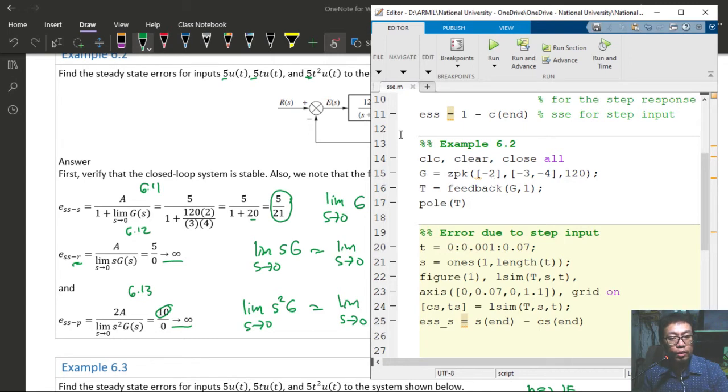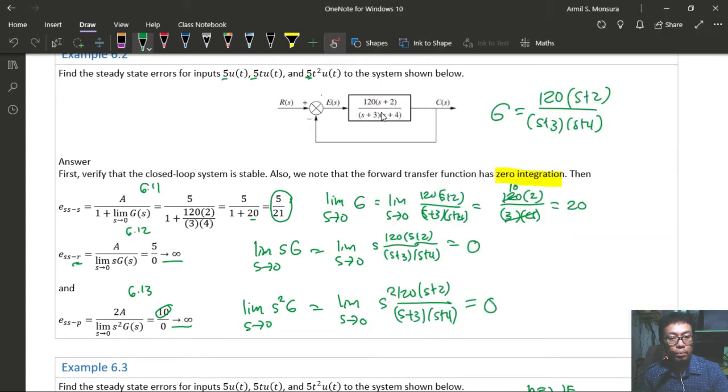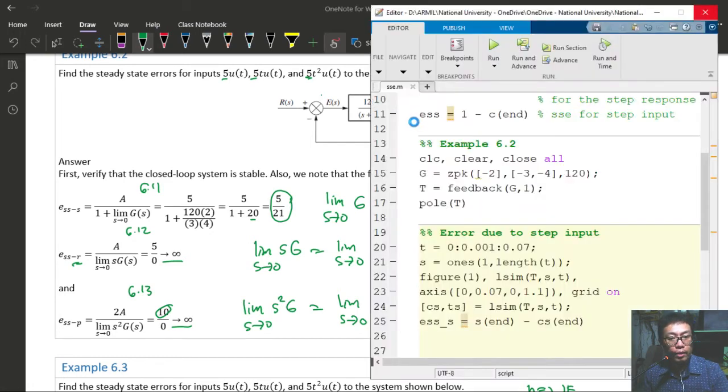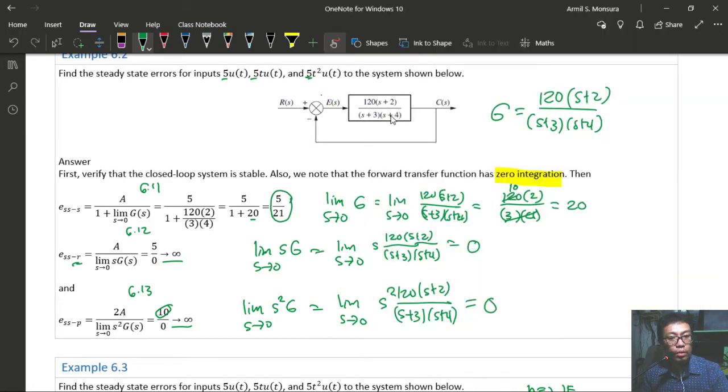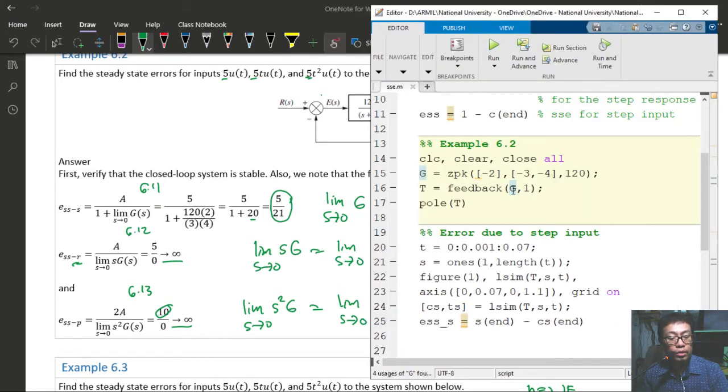Okay, so meron siyang 0 sa negative 2. Tapos meron siyang pole sa negative 3, negative 4, meron siyang gain na 120. Okay, so then in-evaluate natin yung closed loop transfer function T. Okay, so ito yung ginamit natin para malaman kung stable yung system natin o hindi.